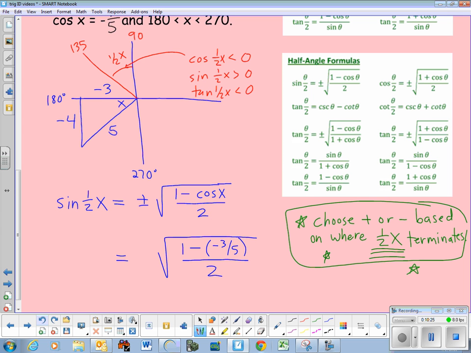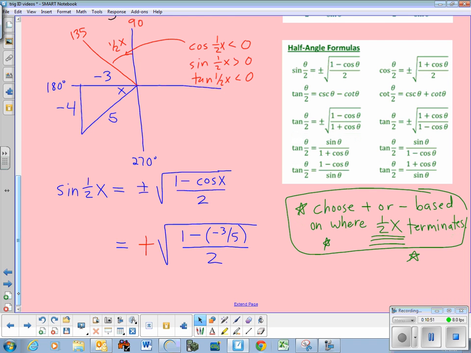All right, so that little fact, which is not too complicated, but it's easy to mix up. We are focused on the third quadrant for our setup, but we're not going to choose plus or minus based on the third quadrant. We're going to choose it based on 90 to 135. So anyway, sine of 1/2 x, is it plus or minus? Well, we just talked about it's up on top, so it's positive. All right, that's how I choose the positive.